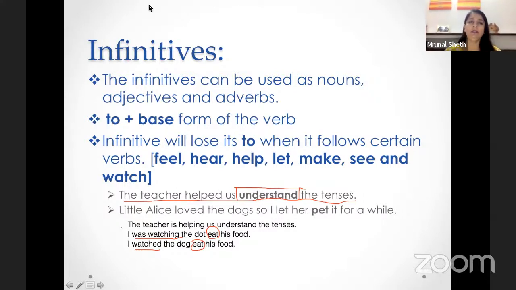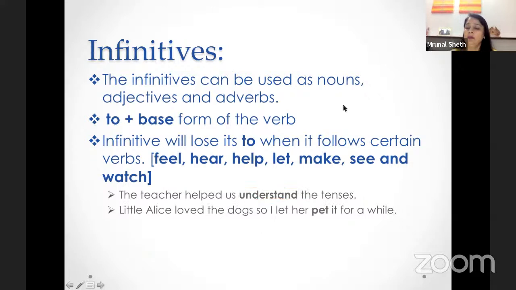Guys, just give me one. I'm sorry about that. Okay, I had something at home I needed to attend. Okay, so we'll move on.